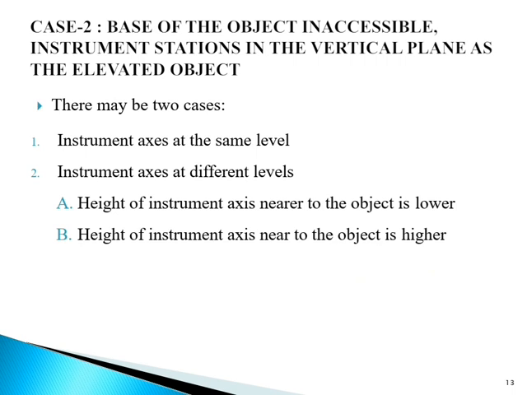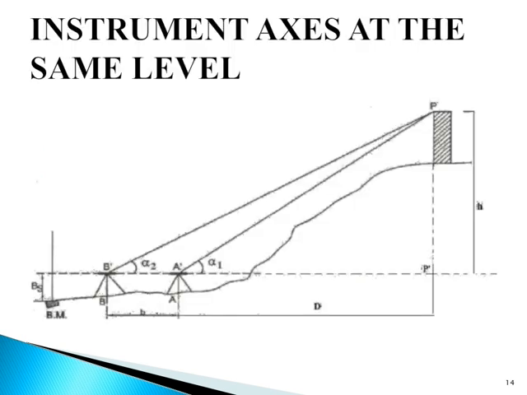First one, instrument axis at the same level, and second one, instrument axis at different levels. It is further divided into two parts: height of instrument axis nearer to the object is lower, and height of instrument axis nearer to the object is higher. So let us understand all these cases one by one. First one is instrument axis at the same level.